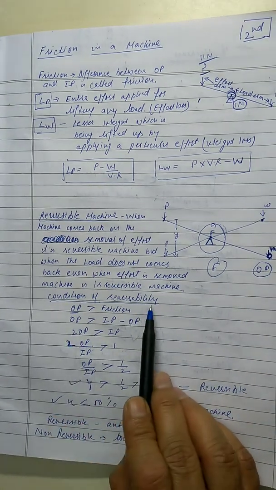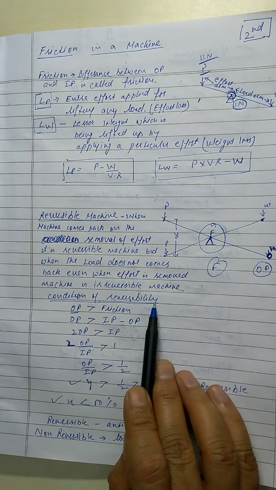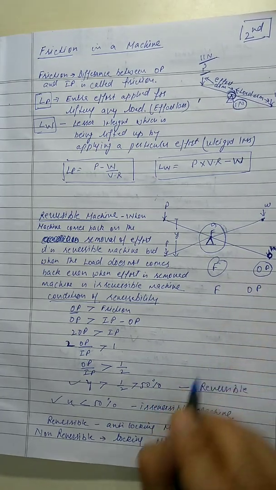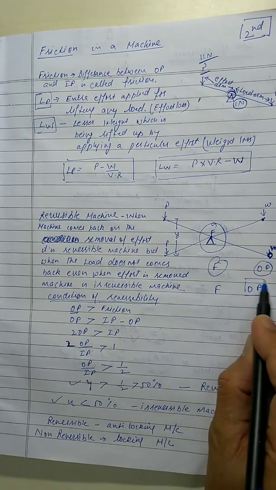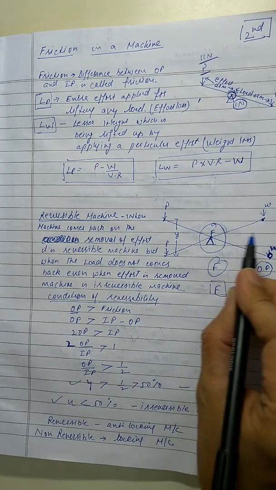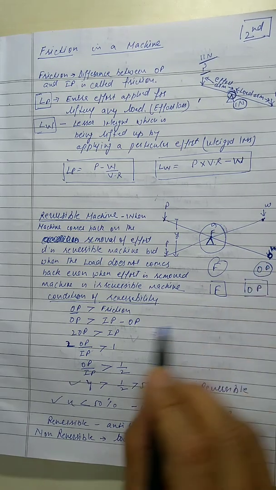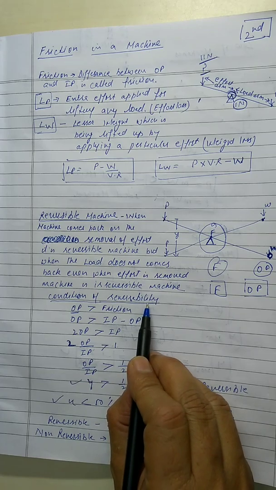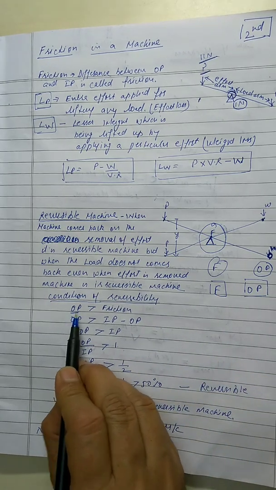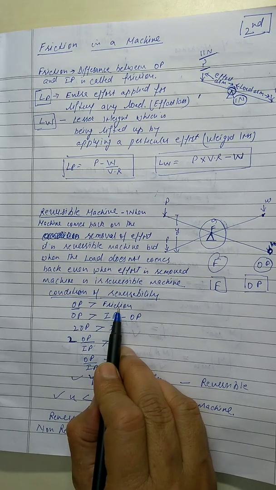Now the condition of reversibility. Reversibility means a machine in which the weight comes back. That means one is the friction, one is the output. If output is more, then the weight will come back, and if the friction is more as compared to output, the weight will not come back. Now for a reversible machine, output should be more as compared to the friction. See here, the output is more as compared to friction. This is in case of a reversible machine.